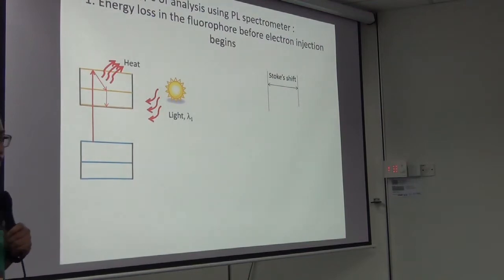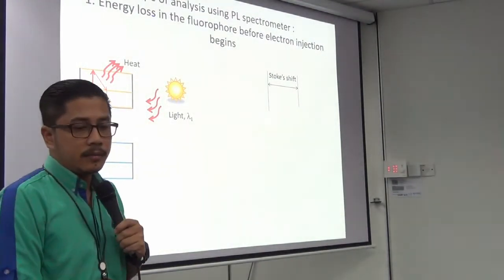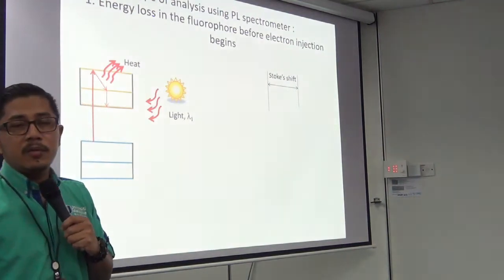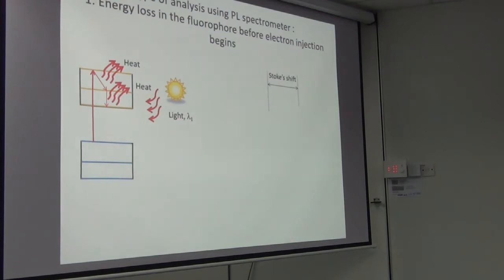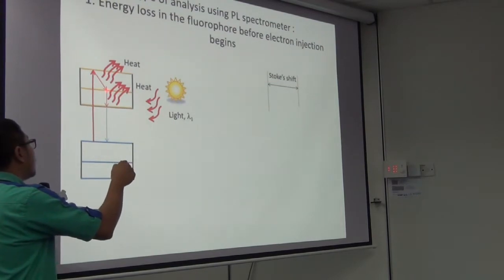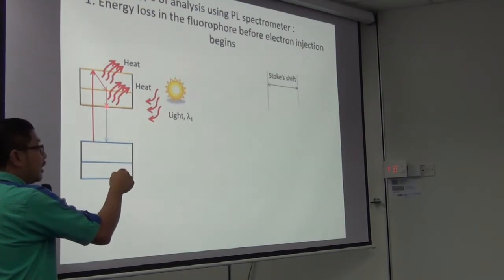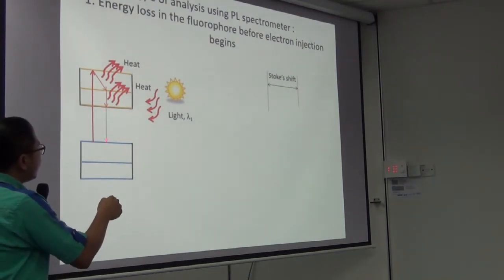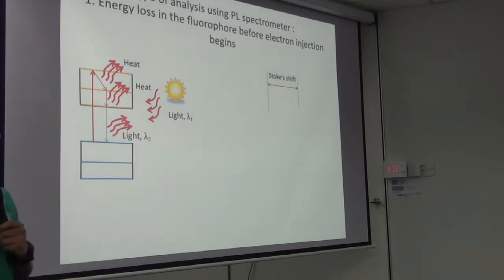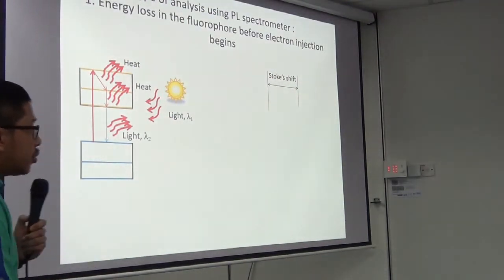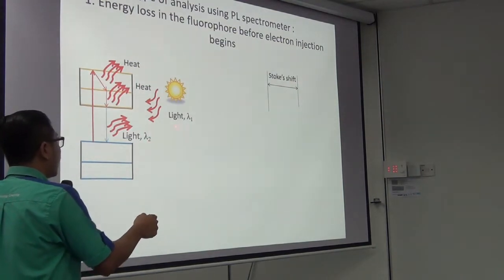So during the relaxation, energy could be lost as heat. Then the electron relaxes to LUMO 1 and electron relaxes to LUMO 0, and finally the electron could recombine with a hole in the HOMO. So during the recombination, this is radiative recombination, it produces light with lambda 2, and lambda 2 usually is longer than the lambda 1.